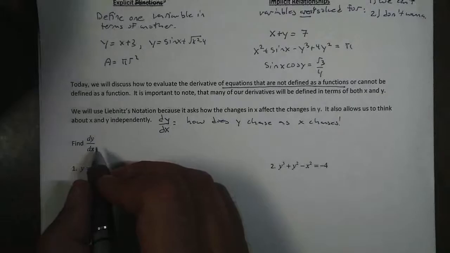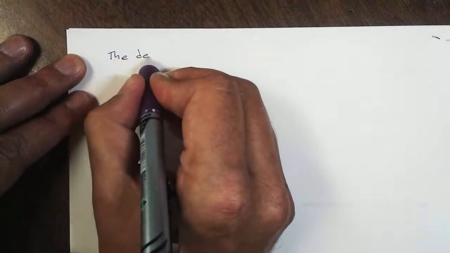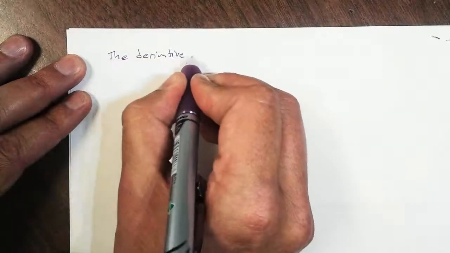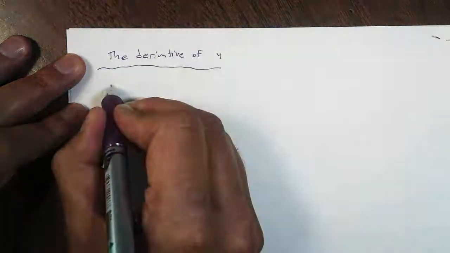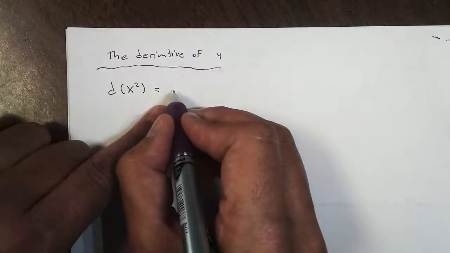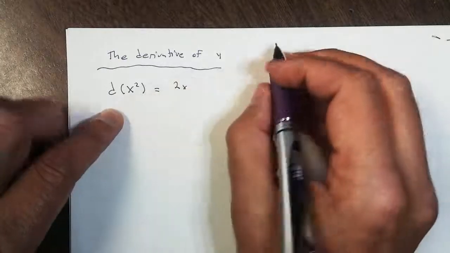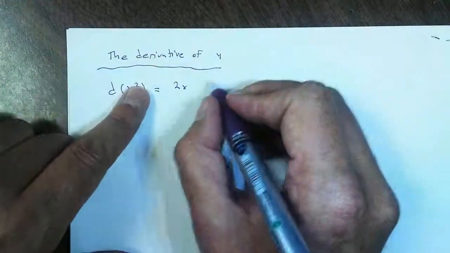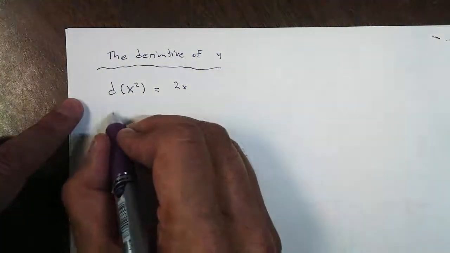But before we do that, let's talk about how we apply dy dx. You don't have to write this down, I just want you to watch this. The derivative of y. If I find the derivative of x squared, what is that going to equal? Just 2x, correct? Remember, we're finding the derivative with respect to x, and that's the big thing. So x squared becomes 2x, and that works for anything with x's.